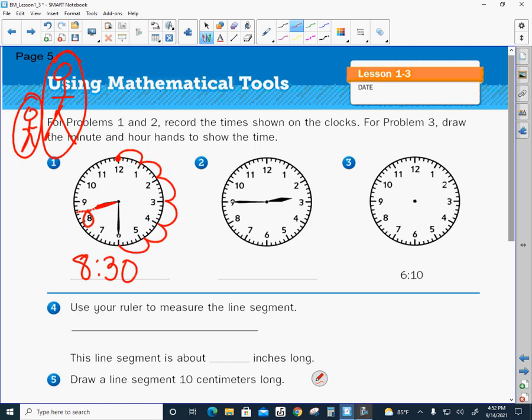Clock number 2, I'm little before I'm big. I look at the little hand. The little hand is between the 2 and the 3. It's not all the way on the 3 yet. So if it's not all the way on the 3 yet, I'm still going to call that 2.